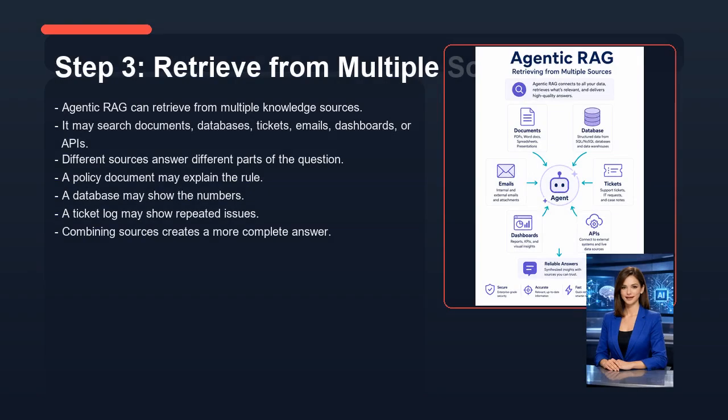Now let's look at step 3, retrieve from multiple sources. Agentic RAG can retrieve from multiple knowledge sources. It may search documents, databases, tickets, emails, dashboards, or APIs. Different sources answer different parts of the question. A policy document may explain the rule. A database may show the numbers. A ticket log may show repeated issues. Combining sources creates a more complete answer.